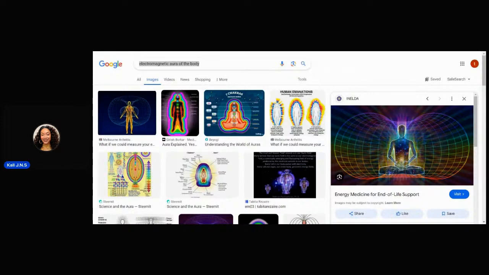The electric is the vertical. The magnetic is the horizontal. Remember, the electric vertical is damaging to the human body. The magnetic horizontal is beneficial to the human body.